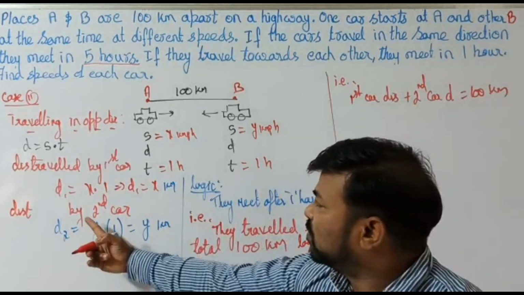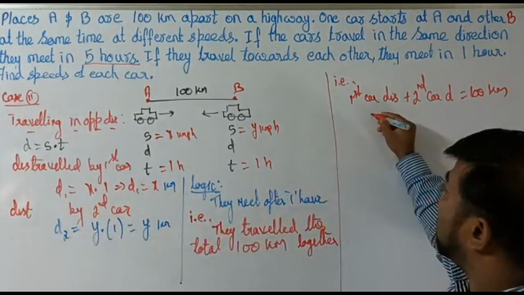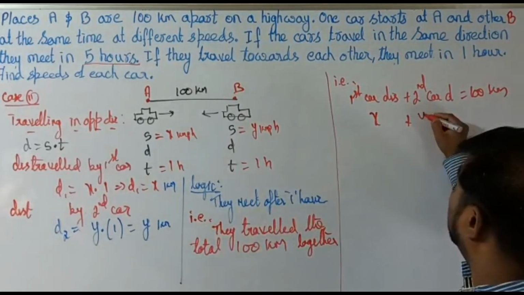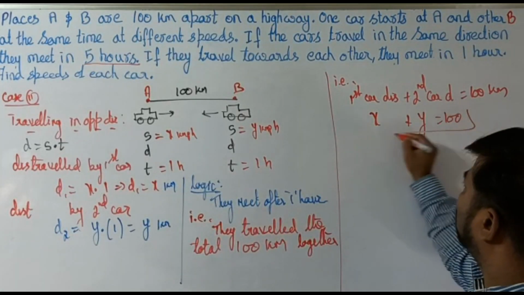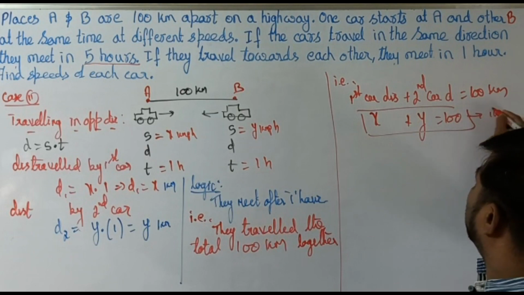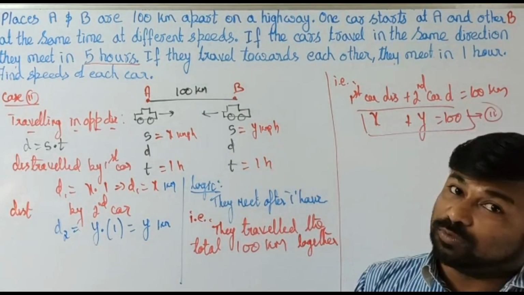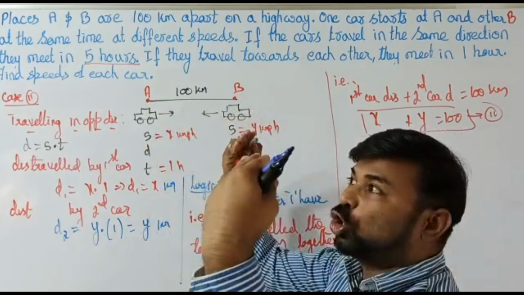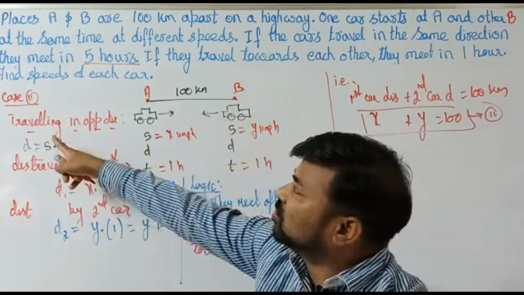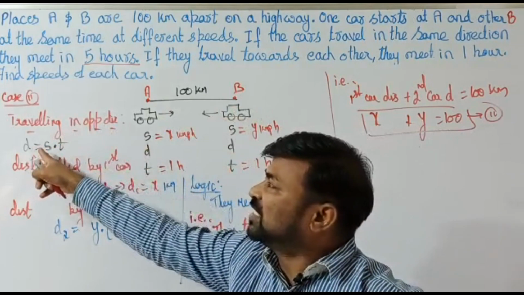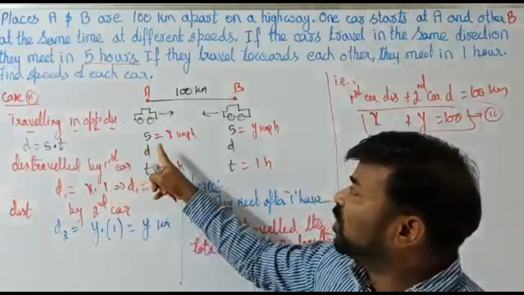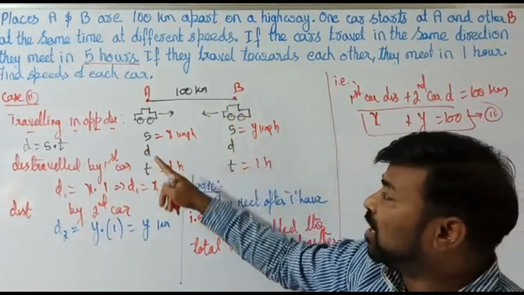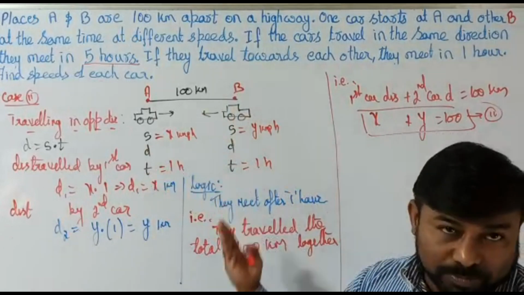What is the distance traveled by the first car? It is x kilometers, plus the distance traveled by the second car, y kilometers, is equal to 100. This is the equation we got from the second condition. I like to repeat it. They are traveling in the opposite direction, towards each other. So distance is equal to speed into time. We know the speed of the first car, x, the speed of the second car, y, and the time, 1 hour.